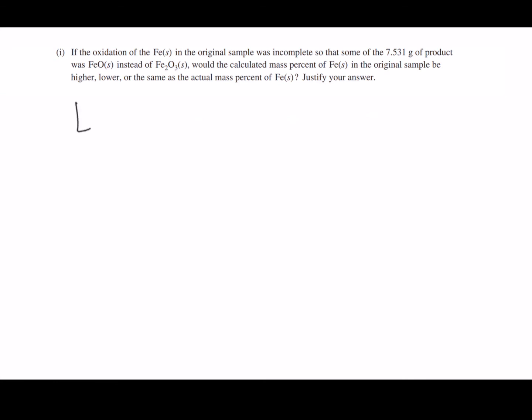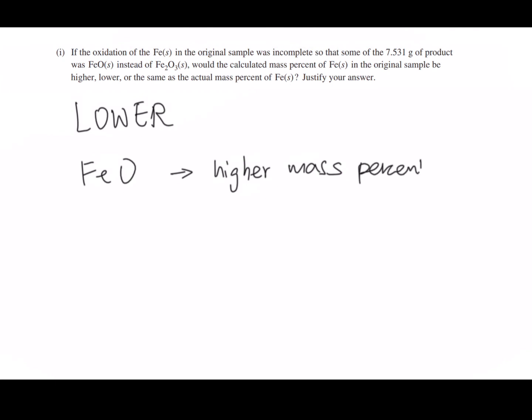The answer is lower, because FeO has a higher mass percent of oxygen than Fe2O3. The iron needs to react with more oxygen to produce FeO. So there will be less iron left, which results in the calculated mass percent being lower than the actual mass percent. And you will receive 1 point for the correct explanation.